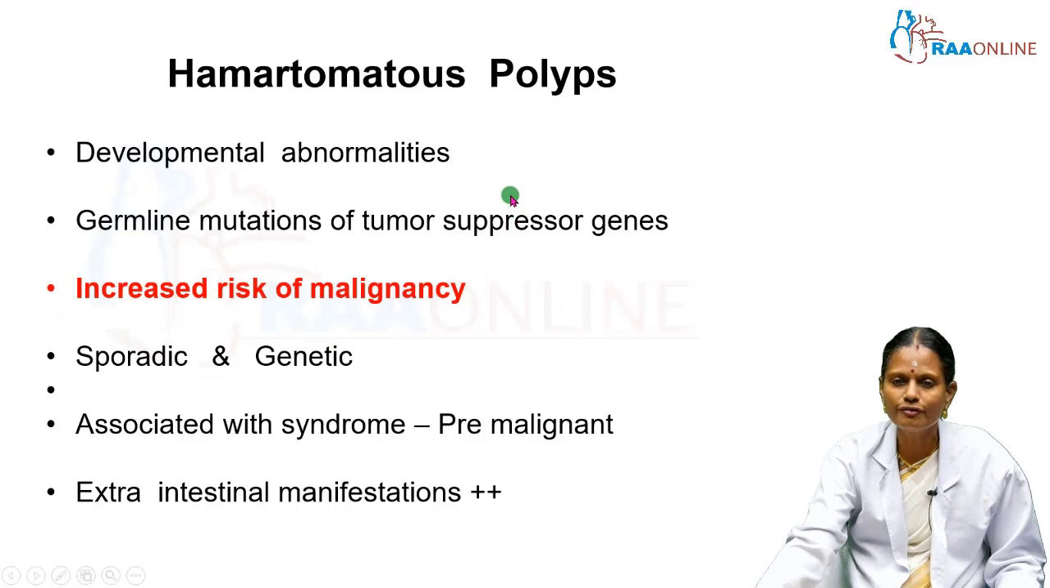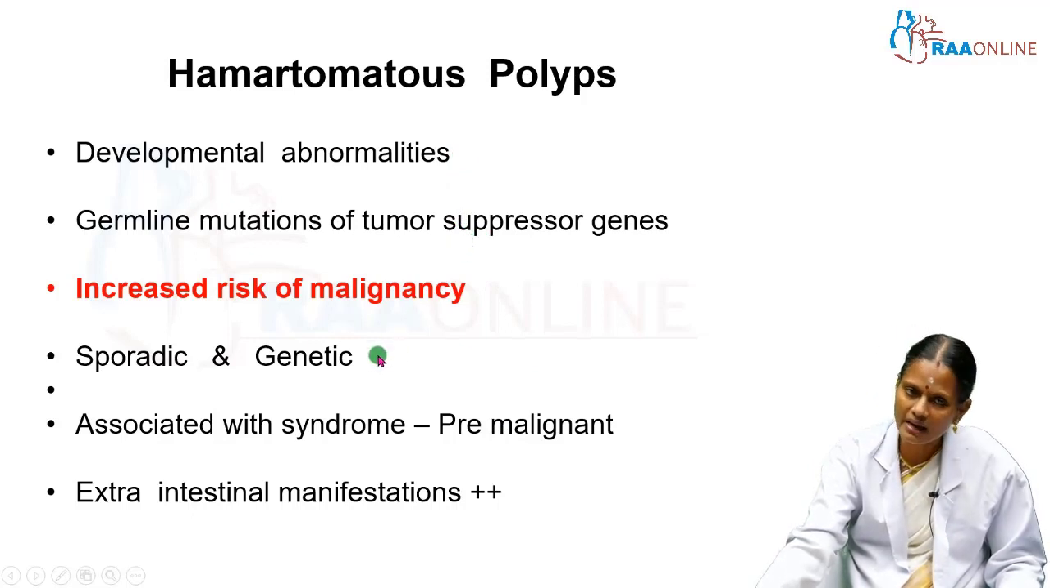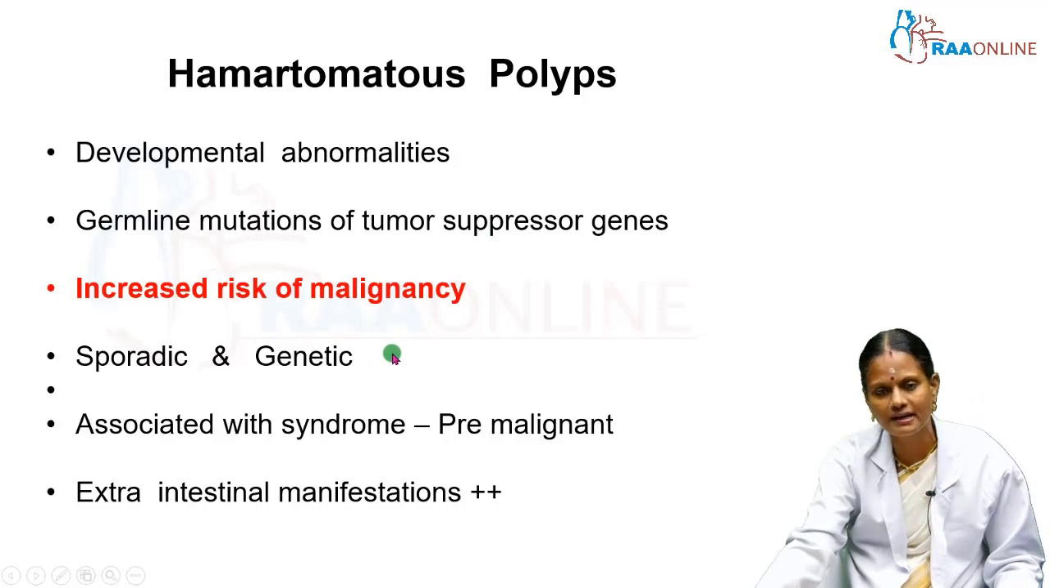The third type of non-neoplastic polyp is the hamartomatous polyp. If they occur as a component of a genetic syndrome, they are pre-malignant. Otherwise, these hamartomatous polyps are non-malignant. They occur because of developmental abnormalities, germline mutations of some tumor suppressor genes. They can be either in sporadic form or genetic form.